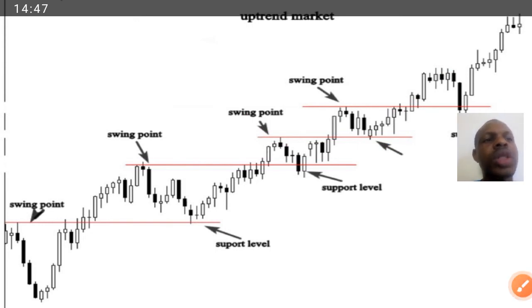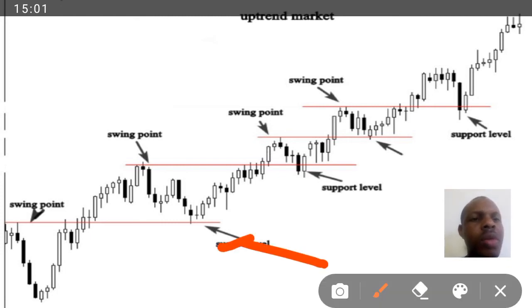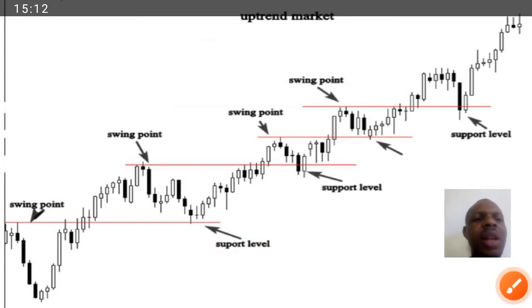Before it continued up. So it was acting as support and resistance. Why? Because this is a trend. Support level, support level, support level, support level. Why? Because this is an uptrend. So that is how you can identify it.